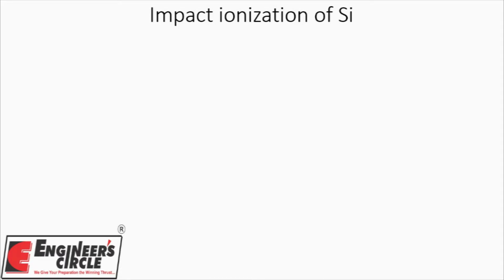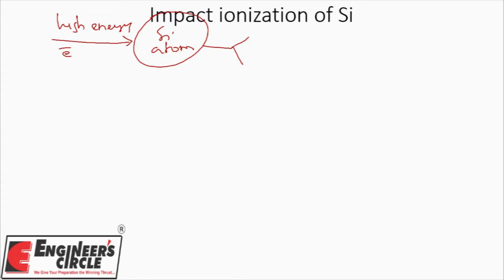So what is impact ionization of silicon? We have a silicon atom. This is a silicon atom. So we have a high energy electron coming and hitting the silicon atom. It will break the bond. So it will generate a free electron as well as a vacancy, which is a hole. So this we call electron hole pair generation, EHP generation. This process of generating electron and hole, we call impact ionization.